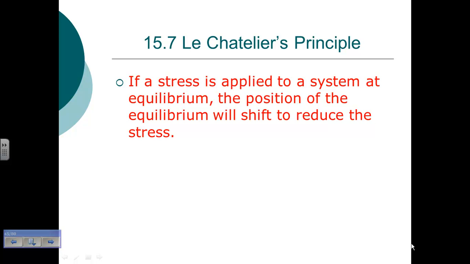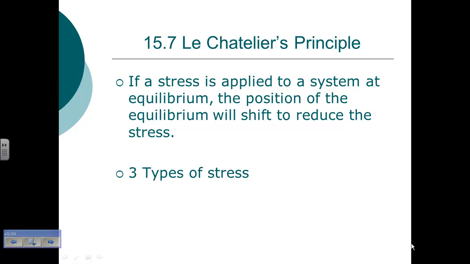In words, Le Chatelier's principle reads, if a stress is applied to a system at equilibrium, the position of the equilibrium will shift to reduce the stress. Whatever you do, the system does the opposite to get back to the equilibrium. A system at equilibrium can undergo 3 different types of stress. We'll talk about them one at a time.